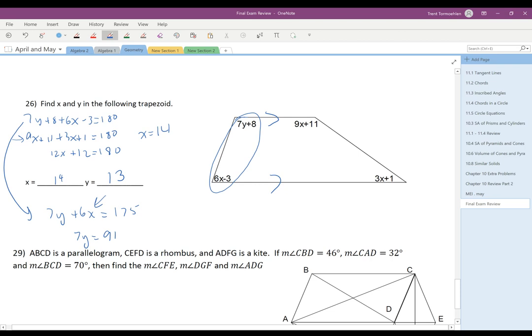So again, the key here was writing the two equations and then recognizing, oh, the second one's super easy to solve. Do that first and then use it to solve the first equation for y.